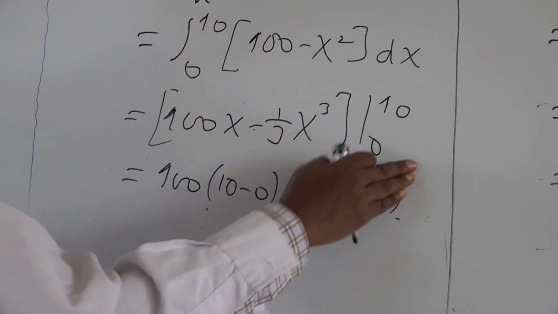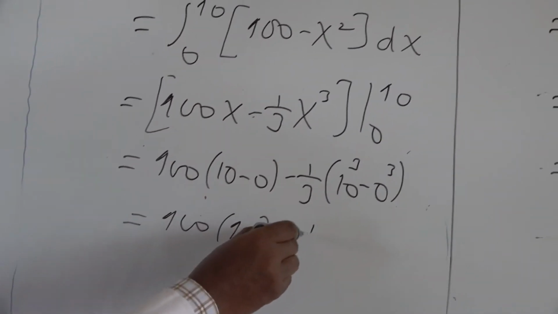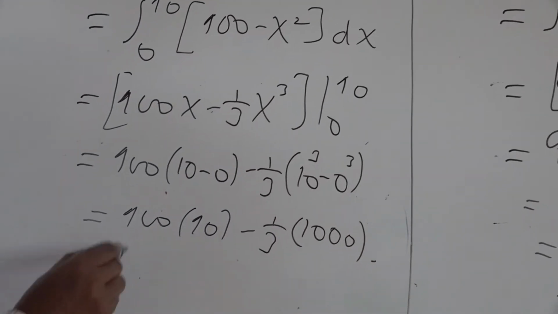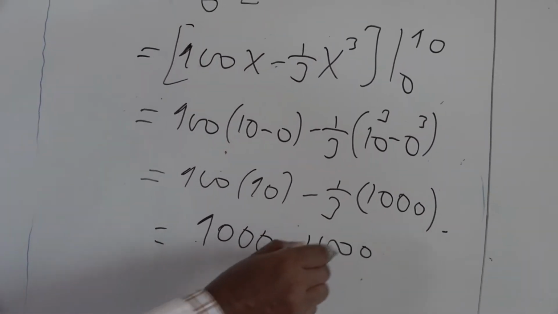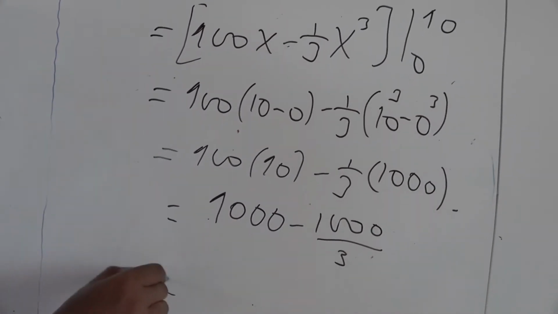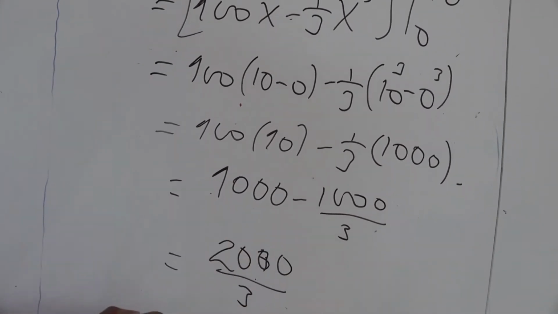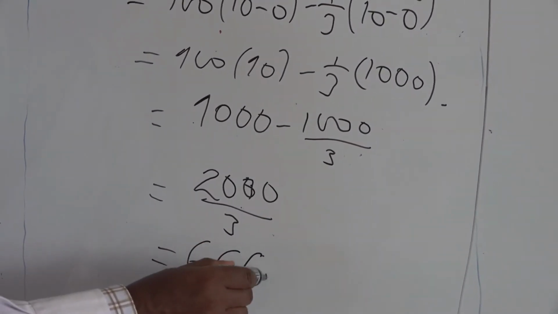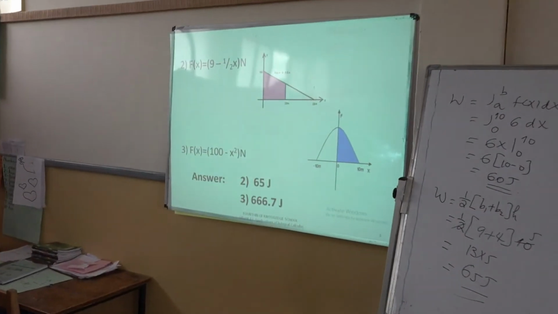So you'll have 100 times 10 minus 1/3 of, this is 1000, 1000 minus 0, 1000. So 100 times 10, 1000 minus 1000 over 3, 3000 minus 1000, 2000 over 3. So if you like dividing 2000 by 3, we'll have 666.7 joule. So this is the work done by this variable force.